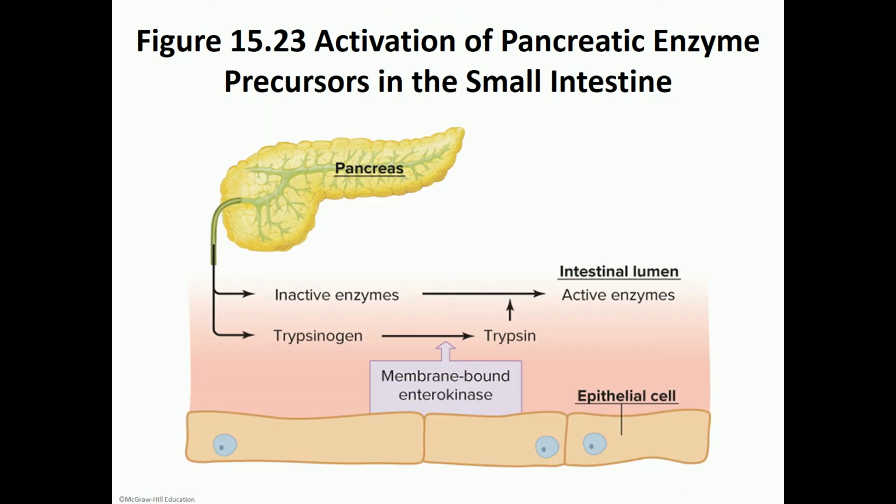And here you can see how the pancreas makes your inactive enzymes like trypsinogen, for example, that needs to be activated into trypsin, and it is activated again within the small intestine, not in the pancreas, through what are known as the membrane-bound enterokinases. And this ends this portion.